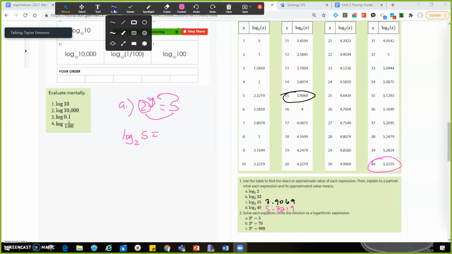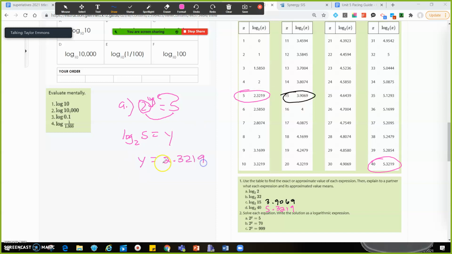And so now this is the same thing as what we were doing right here. We're going to look at when X is 5, what is Y? Y is 2.3219. So go ahead and take a second and try to do B and C.